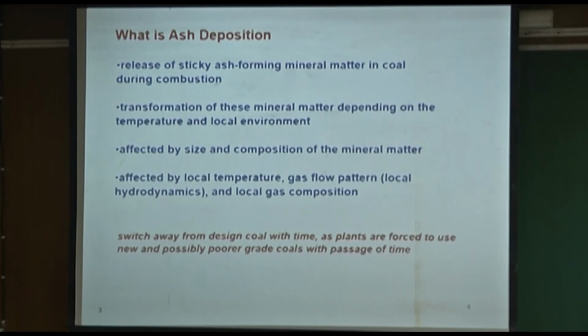So this problem becomes more and more problematic if you switch away from the design coal with time, as plants are sometimes forced to use new and possibly poorer grade coals over a period of time, say 15, 16, 20 years down the track. So those are all unpredictable, and that can create problems and aggravate the problem of ash deposition.